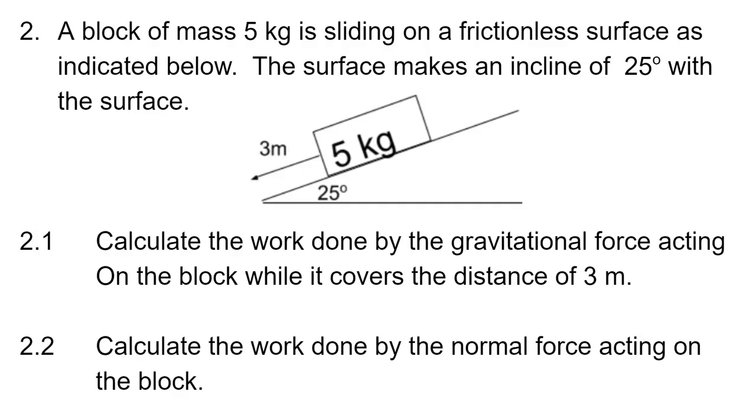Why don't you try this one on your own? A block of mass 5 kg is sliding down a frictionless surface as shown below. The surface makes an incline of 25 degrees with the horizontal. Calculate the work done by the gravitational force acting on the block while it covers a distance of 3 meters, and calculate the work done by the normal force that is acting on the block. Quickly try that, and we will give the answers in the next video.